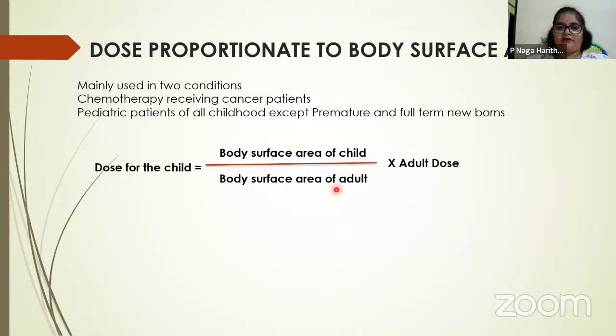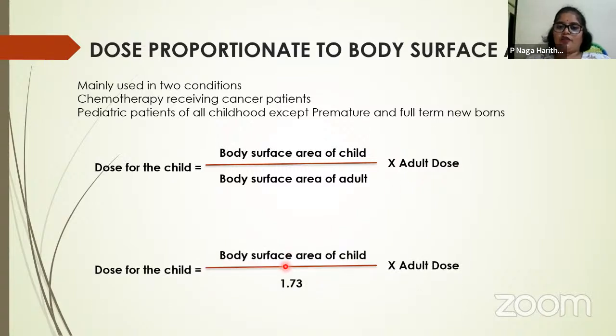Okay, so the formula we have is dose for the child is equal to body surface area of child divided by body surface area of adult into adult dose. To simplify this, we directly give the body surface area of the adult. The body surface area of the adult is 1.73 square meters. And by just substituting the body surface area of the child, you can get the dose of the child. So these are 5 in the age, 1 in the weight and 1 in the body surface area. Total 7 formulae you have to calculate the dose of a child.